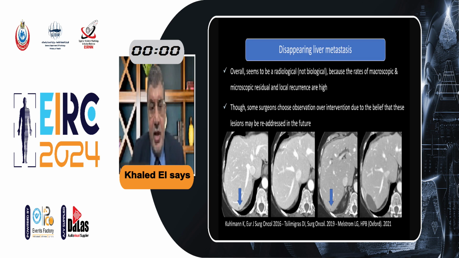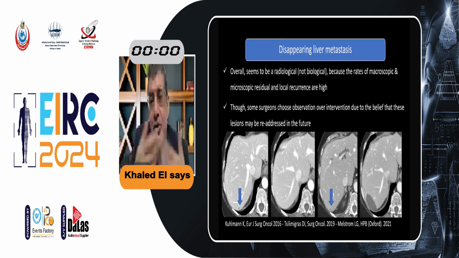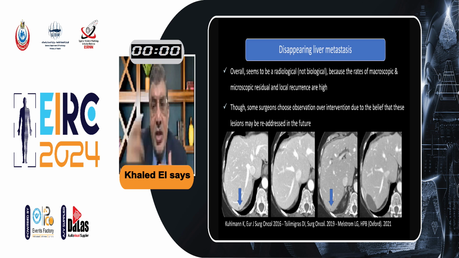So the disappearing liver metastasis, overall, seems to be radiological, not biological or pathological, because the rates of macroscopic and microscopic residual and local recurrence are high with this specific condition. Some choose to observe rather than intervene, believing these lesions may be readdressed in the future. Some tend to just take it out or treat it with ablation or local regional therapy, and others just keep an eye on it.